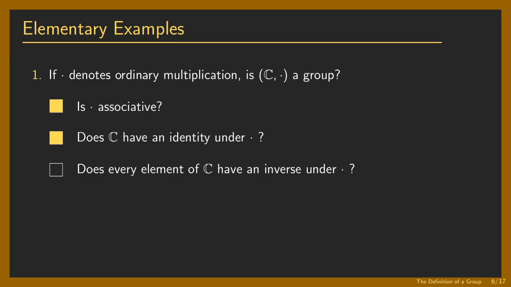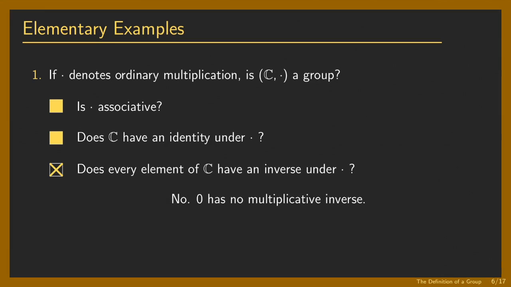Thus, does every element of C have an inverse under multiplication? Now, if you come to think of it, by inverse under multiplication, we actually mean the reciprocal. We know in algebra that 0 doesn't have a reciprocal, or the reciprocal of 0 does not exist. Therefore, that property is not satisfied. In fact, every element of C, aside from 0, has a multiplicative inverse.